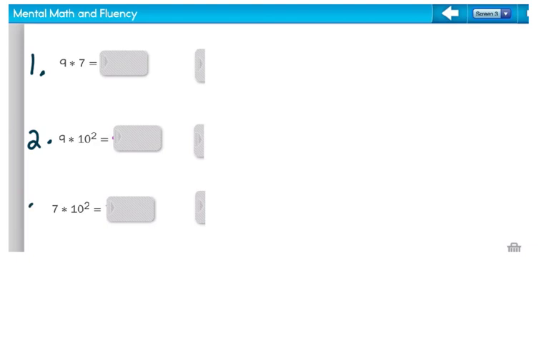3 more similar problems. Our basic fact is 9 times 7. Go ahead, pause your video, write down answers only. 9 times 7 is 63. Now let's extend that fact. 9 times 10 to the second power would be saying 9 times 100, which is 900. And 7 times 10 to the second power is 7 times 100, which is 700.